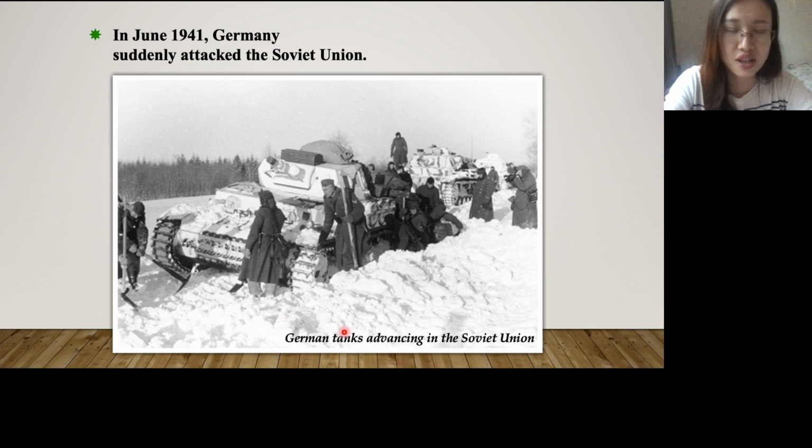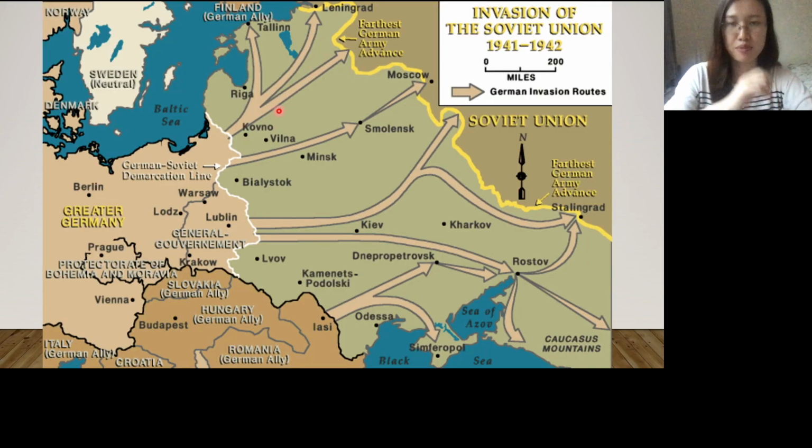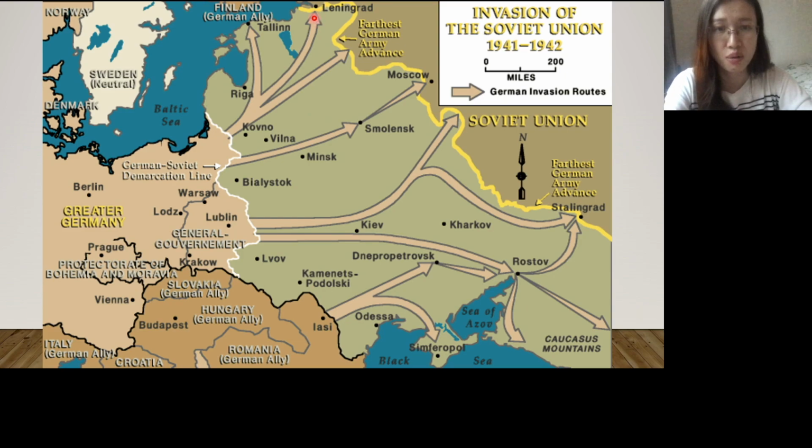You can see in this photo German tanks advancing in the Soviet Union. So from this map, do you think his invasion was a successful one or not? You can see this is a German invasion route, and also actually they were closing in on Moscow, right? So you can see the attack came as a complete surprise to the leader of the Soviet Union, Joseph Stalin.